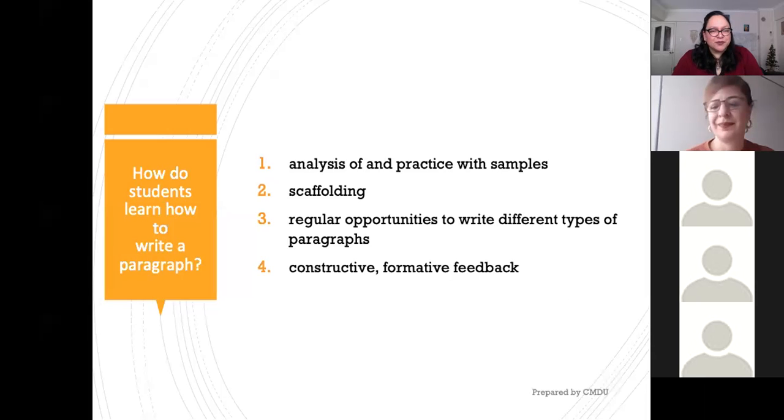Okay, thank you, Funda. So I'm going to talk about things you can do with students when they are ready to start working with sample paragraphs and sample essays, and then things you can do to help them start building their own paragraphs. So we're going to focus on how students learn how to write a paragraph. Like I said, we'll look at some analysis of and practice with samples, then scaffolding, and then we'll talk about a few other things, and we'll kick it back to Funda eventually.